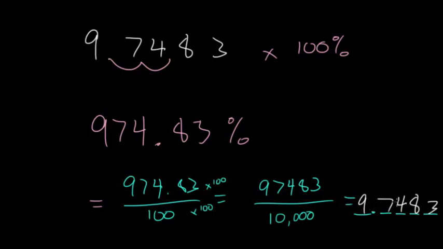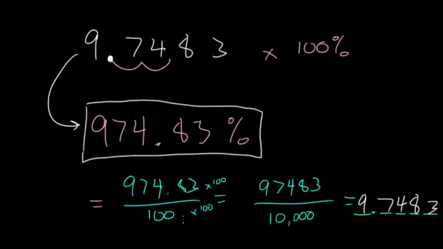So 9.7483, which is what we started with, because the decimal started here. So we can feel very confident that when we convert this to a percentage, this is in fact the right answer, because we checked it. We converted this percentage back to a decimal, and we got back what we started with.